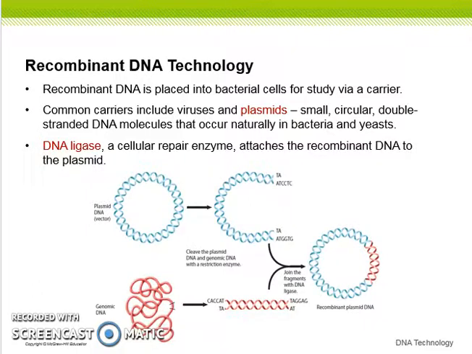So this is an illustration that can also be found in your book as well as online that shows what recombinant DNA technology looks like. This DNA is placed into bacterial cells for study via a carrier. Common carriers can be viruses and plasmids, small circular double-stranded DNA molecules like this one that can occur naturally in bacteria and yeast. DNA ligase, a cellular repair enzyme that you saw earlier stitching the two pieces, the sticky ends together, attaches the recombinant DNA to the plasmid.